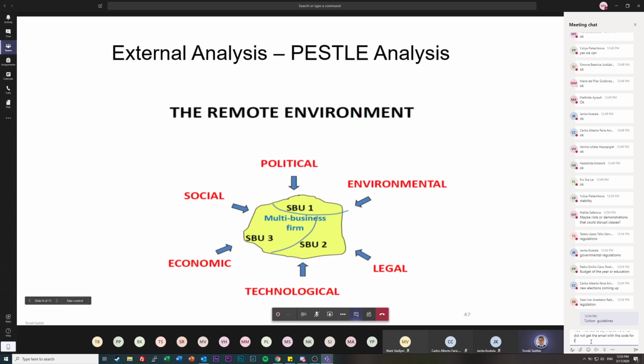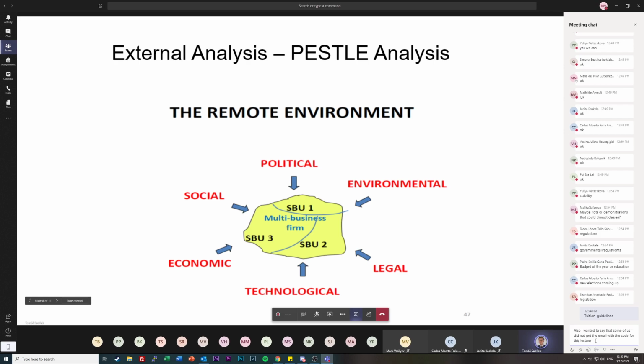Some of you mentioned, I see that Janita, for instance, mentioned the governmental regulation. Yeah, governmental regulation is typically an important factor. It's an important factor that's a part of the political environment. Next, I see that some of you mentioned the stability.